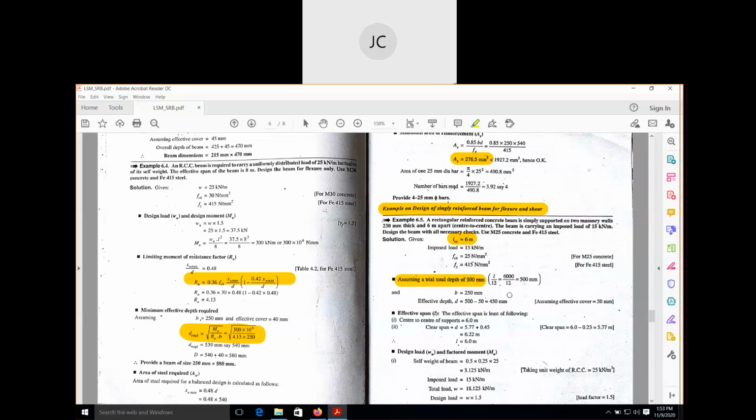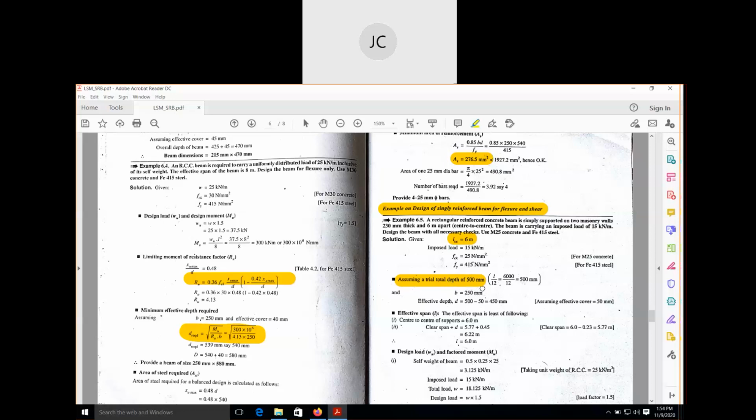So how to assume that? You first have to find this ratio, the center to center distance divided by 12, L by 12. You find this value and then choose accordingly. The center to center length is given as 6 meter, that means 6000. If you divide by 12, you will get 500. So first we will assume the total depth of the beam as 500, and then we will assume the width of the beam is 250 millimeter.